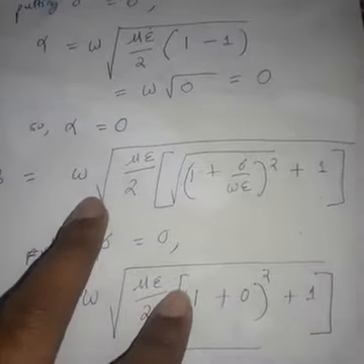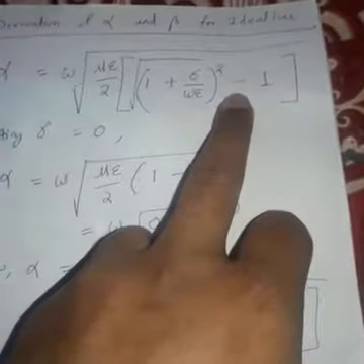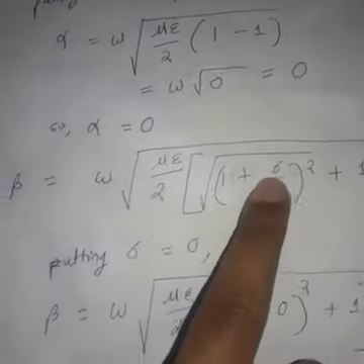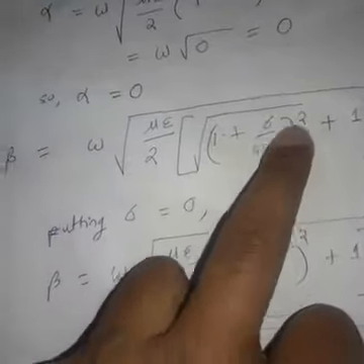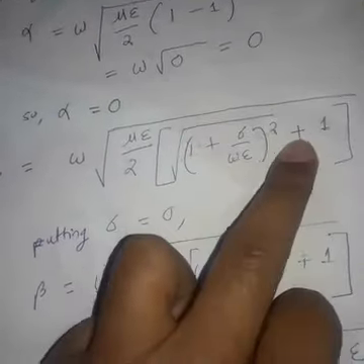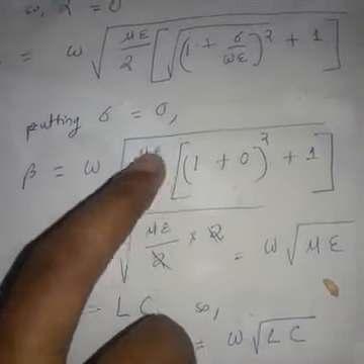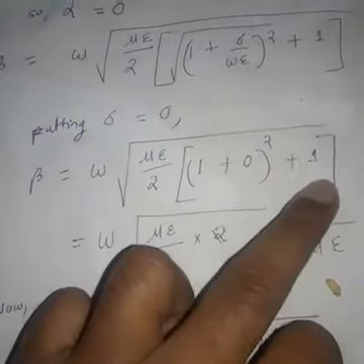So now let us move on to beta. The formula of beta is the same formula, simply here it is alpha is minus 1, in case of beta it is plus 1. So put again sigma equal to 0. So how much do you get? 1 plus 0 whole square root over is 1, 1 plus 1 is 2. So here I get beta is equal to omega mu epsilon by 2, 1 plus 0 whole square plus 1.